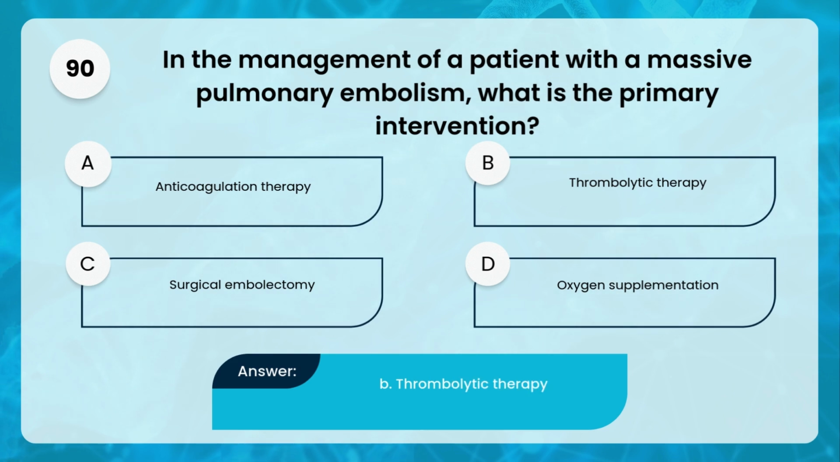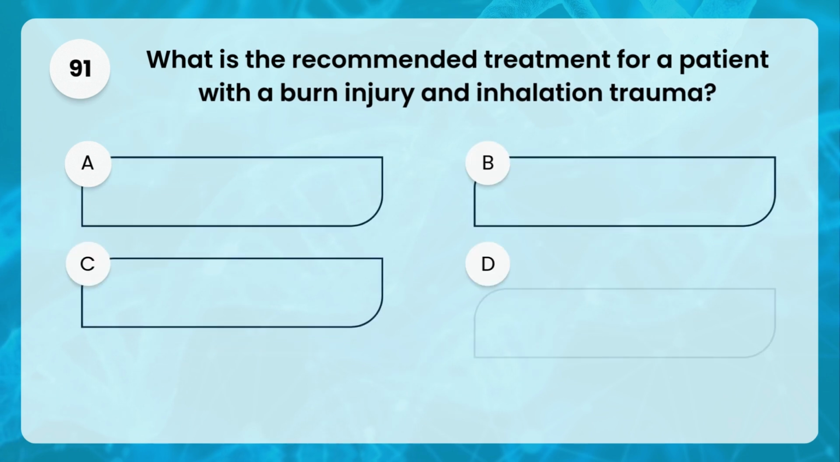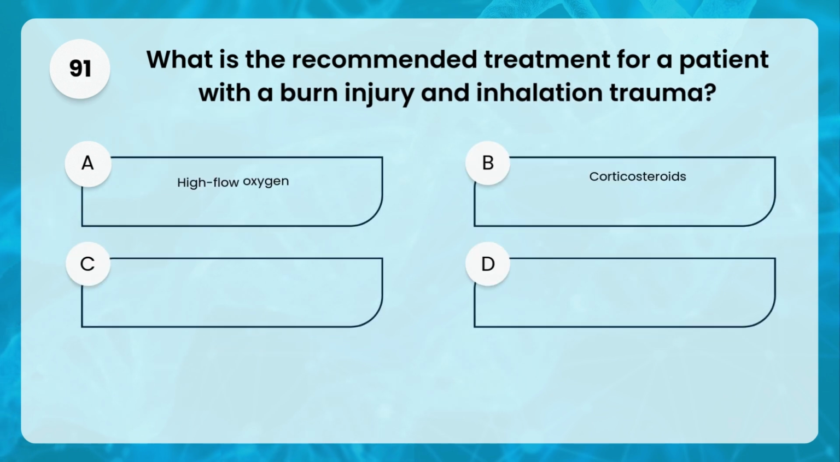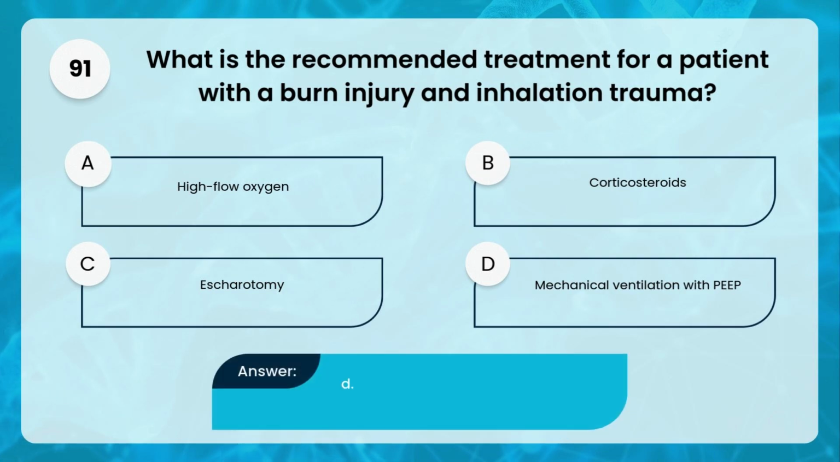Thrombolytic therapy. 91. What is the recommended treatment for a patient with a burn injury and inhalation trauma? A. High-flow oxygen. B. Corticosteroids. C. Escharotomy. Or D. Mechanical ventilation with PEEP. The answer is D. Mechanical ventilation with PEEP.